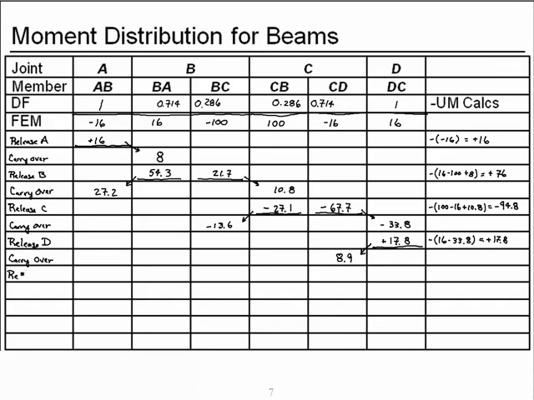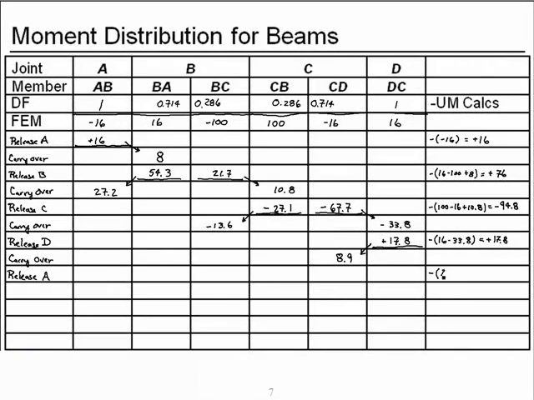Now we're ready to release another node. I don't have to follow a set pattern as long as we continue until we get a sufficiently small quantity distributing at each node. Another way of looking at it is as long as we have a sufficiently small unbalanced moment at every node. But as I look at the unbalanced moments, the largest one is at node A, so I'm going to go over to A and release it.